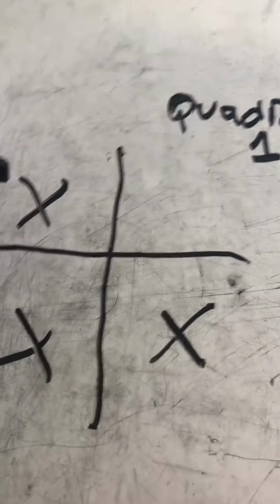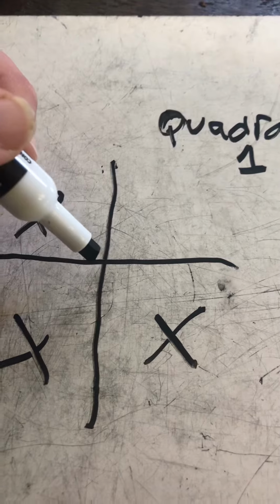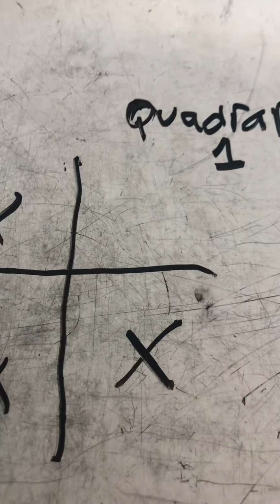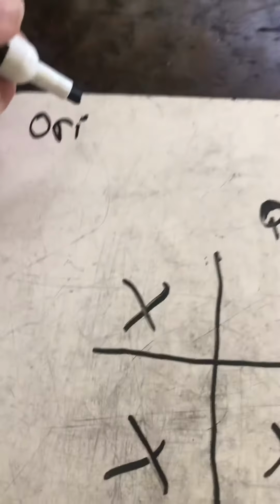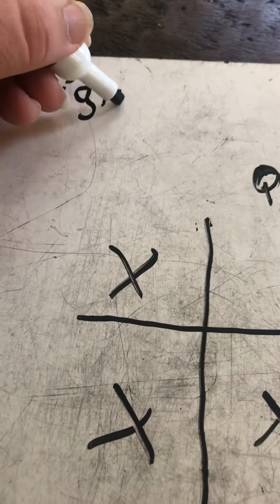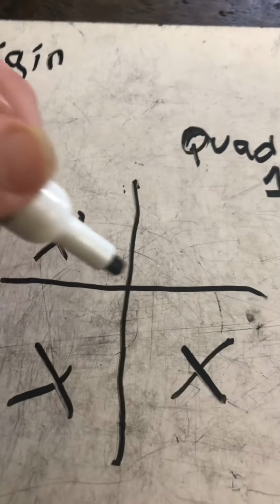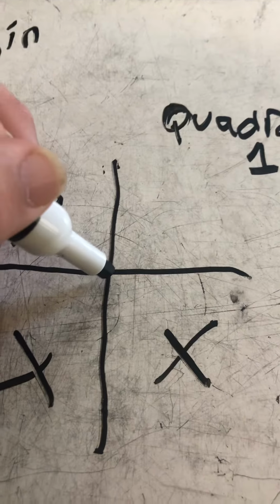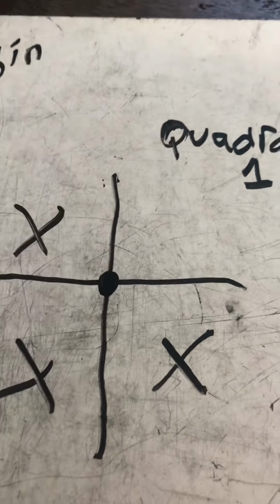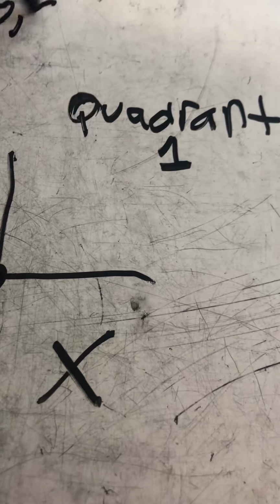The first key word you need to know is origin. An origin is the beginning of the coordinate plane. It's right here in the middle. And its coordinates are 0 and 0.